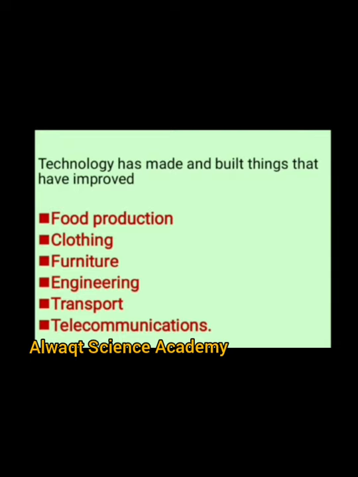So technology has made and built things that have improved the life of mankind in different aspects, including food production, clothing, furniture, engineering, transport, telecommunications, and so on.